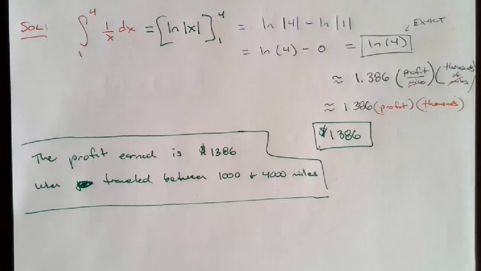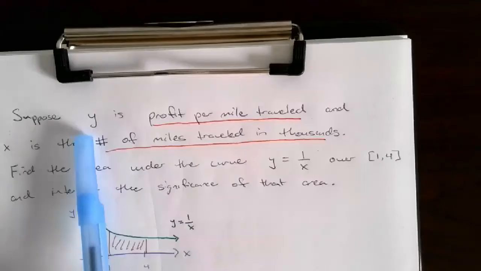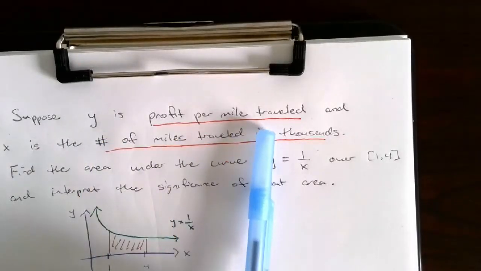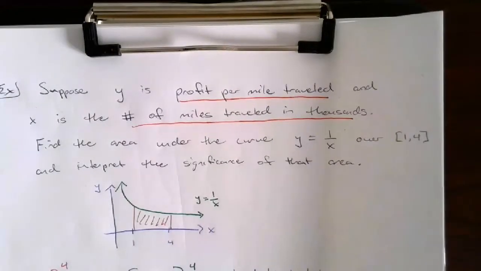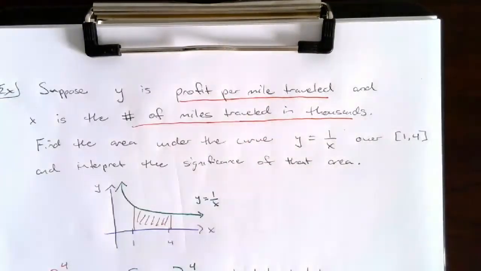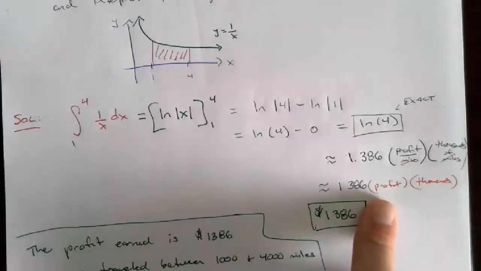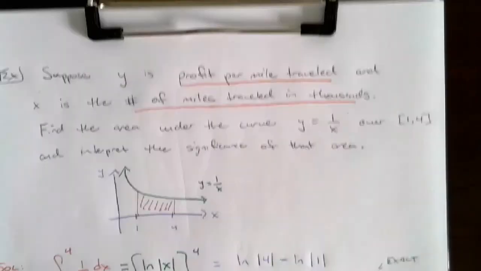All right, so just using an application type example there. We'll do one more. It's going to be a little different, but same type of idea. And realize when they told us our function here, y is profit per mile traveled, that was the derivative of a profit function per mile. When you say that word per in there, it's the derivative. That's how we knew this was going to be profit here at the end. Let's take a look at one more.